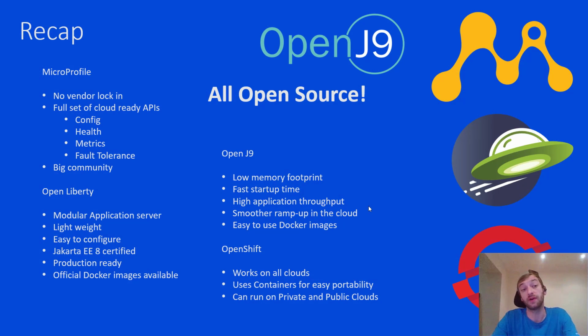So, quick recap. MicroProfile: no vendor lock-in, loads of APIs, and the community is getting bigger every year, which is great. OpenLiberty: a nice modular application server, so it starts very small and you add the features that you need. Really easy to configure. We were one of the first application servers to be Jakarta EE certified, production ready, and we've had official Docker images for ages now. OpenJ9: low memory footprint, really fast startup time, which is good for saving money and energy in the cloud. Great throughput, really good ramp up time. So again, we want our JVMs to ramp up very quickly to get to where they should be. And again, loads and loads of Docker images for OpenJ9.